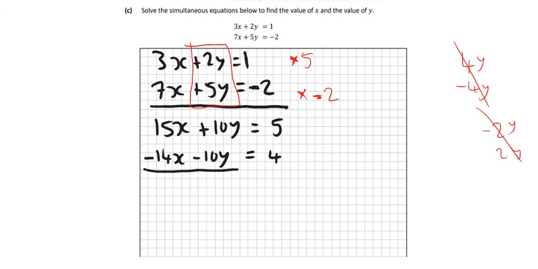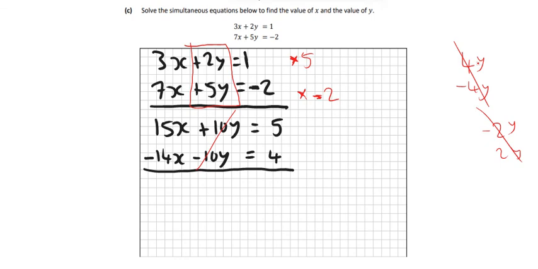Now look what we've got here in the middle. The reason I multiplied the top one by 5 and the bottom one by -2 is so I would get this in the middle. I get 10y minus 10y. So you need to understand that by multiplying the top one by 5 and the bottom one by -2, you get 10y and minus 10y in the middle, and they'll cancel out. And then because they cancel out, all you've got then is x's.